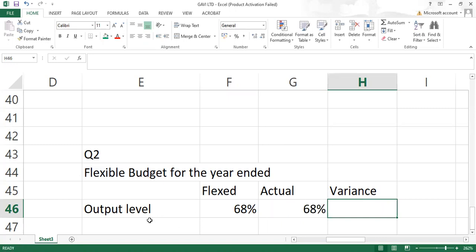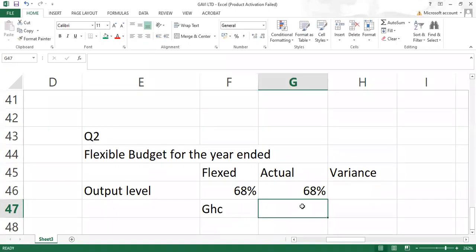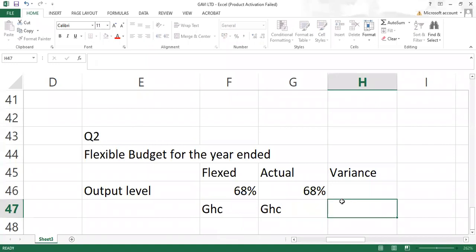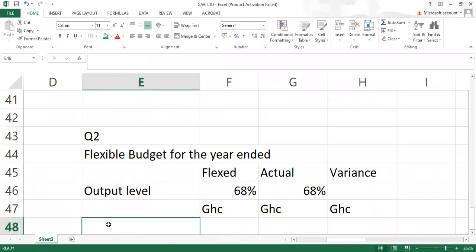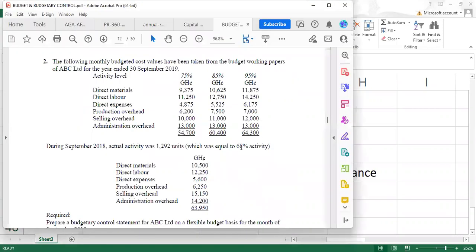So I'm watching you. We are at the output level, isn't it? The next thing that you are going to bring is the cost, because all the things that you are going to bring over here will be relating to money. So if you put the output level, you are telling the examiner that the flexible budget is for an output level of 68%. That is the actual one. So we do this one for the actual. The actual activity level is 68. Don't be bothered by the 12,000 units. Just use your percentage and go.